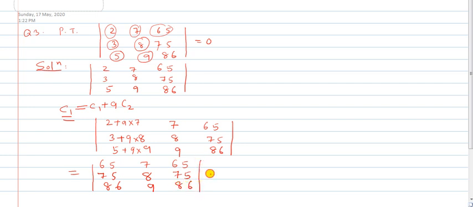Now again you can see column 1 and column 3, they are identical. Look at the result. Column 1 is identical with column 3, so the result will be 0. You will write in the bracket that since column 1 is identical with column 3. So this is the solution of this. So this one is proved.